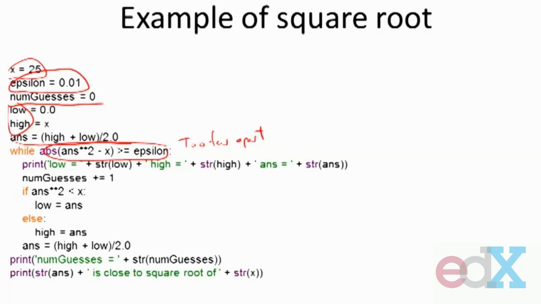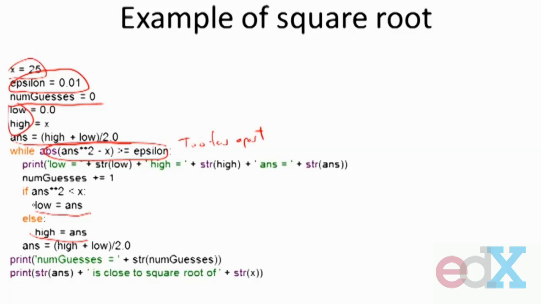It says if my current answer, squared, is less than x, I'm too small, and I'm going to change the lower end to be that guess. I'm moving up the lower end. On the other hand, if answer squared is bigger than x, then I'm too high, and I'm going to reduce the high down to be answer. And I'm just going to keep doing that. If I keep doing that, I'm going to keep chopping this thing in half.